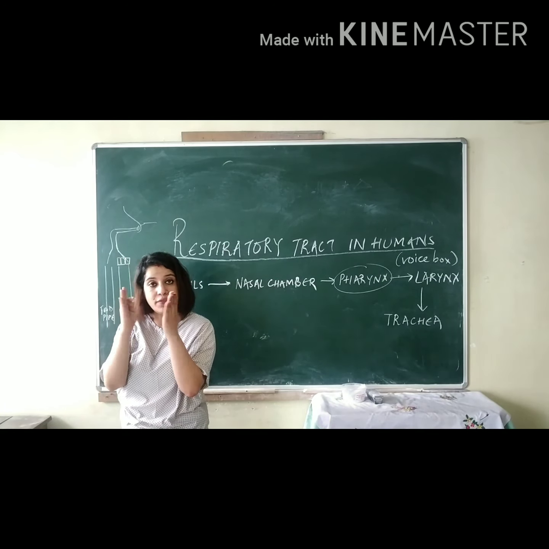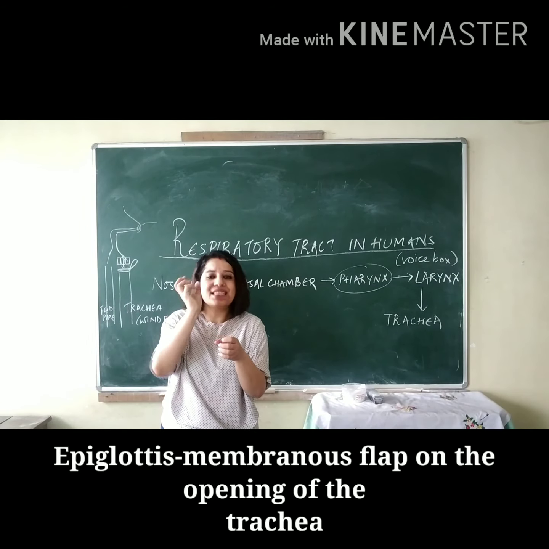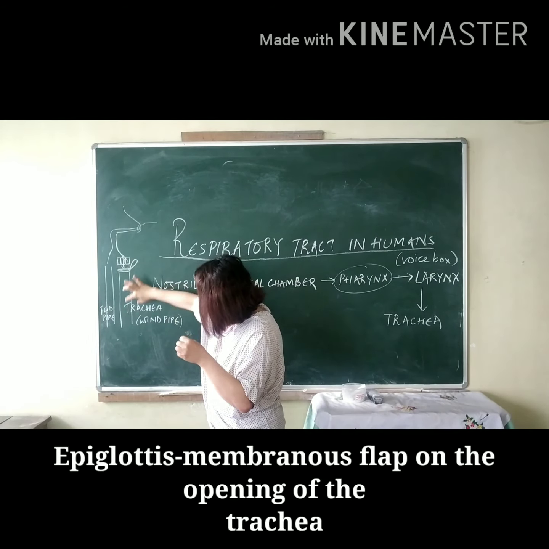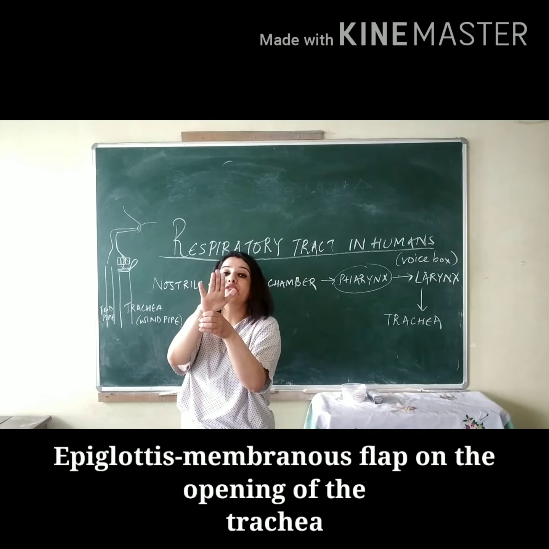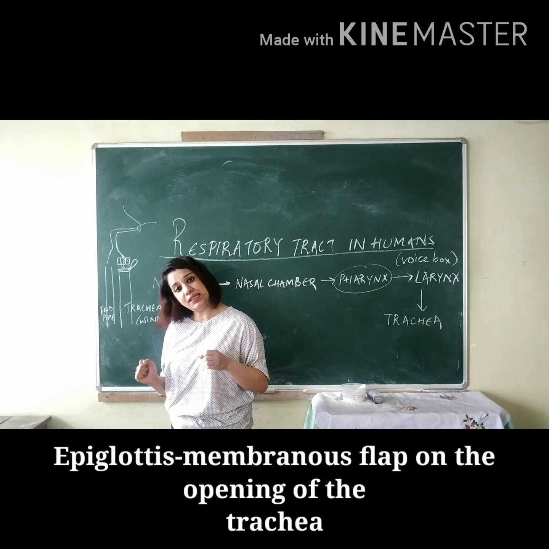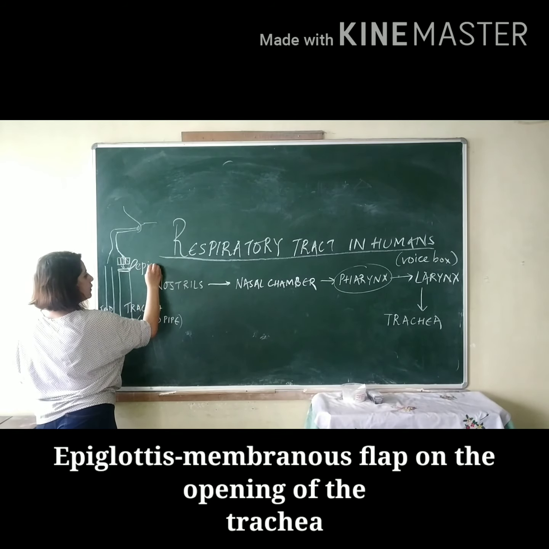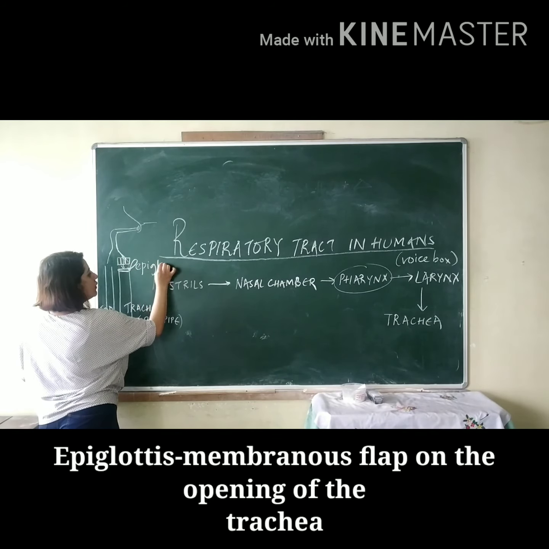Now, this opening of the trachea has a lid-like structure. Every can or bottle has a lid, isn't it? Similarly, the trachea also has a cover or a lid which is made out of a membrane-like structure, and we call it the epiglottis. Now what does this epiglottis do? When we are eating food, what happens?